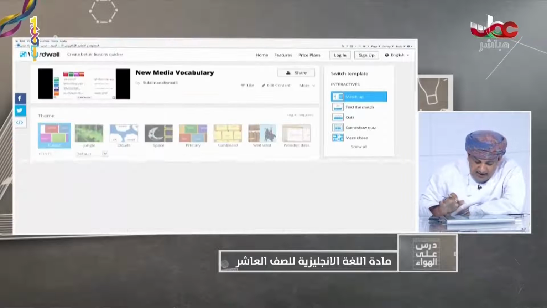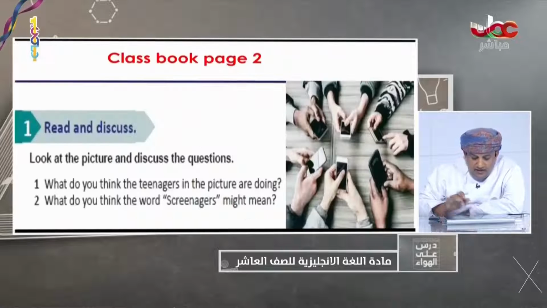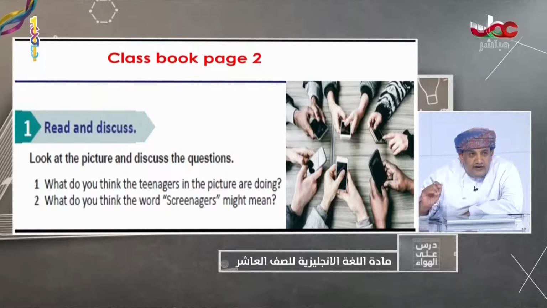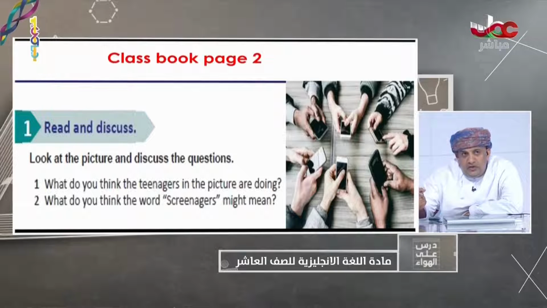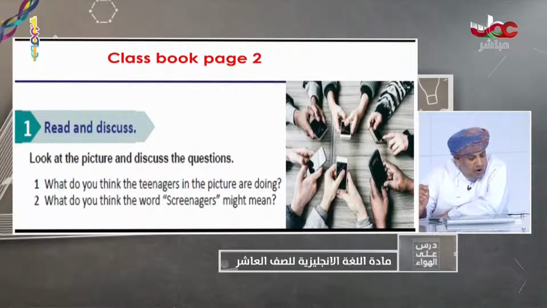So let's return back to our lesson again. Now, let's look at page number 2 in your class book. Task number 1, read and discuss. Now, as you can see here in the picture, what can you see? You can see some people are using their mobile phones. Look at the picture and discuss the questions. Number 1, what do you think the teenagers in the picture are doing? What do you think? Maybe they are chatting, they are using some games, they are using WhatsApp, for example.